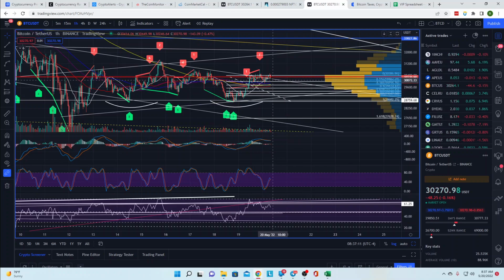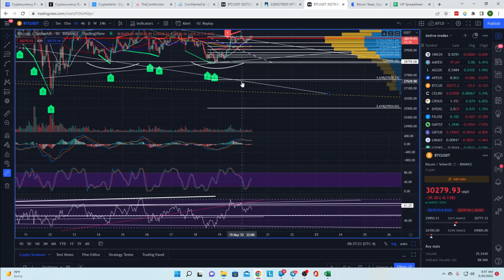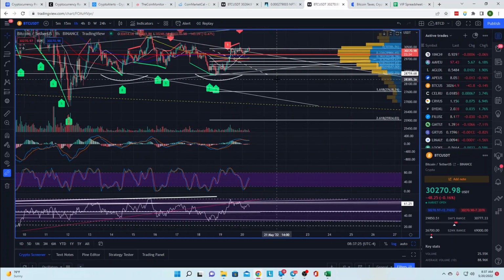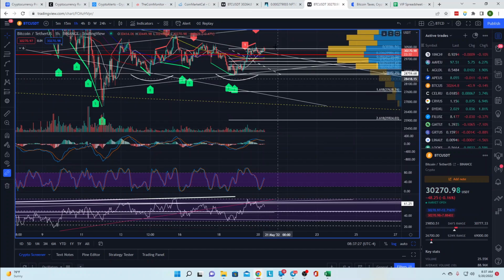The alternative would be that Bitcoin loses the support of the 21 here on this hourly chart, just absolutely dumps through all of these, and then goes straight down to this probable level, 27 and change. So I think we're right on the edge there again. And let's be honest, this market's always like that.